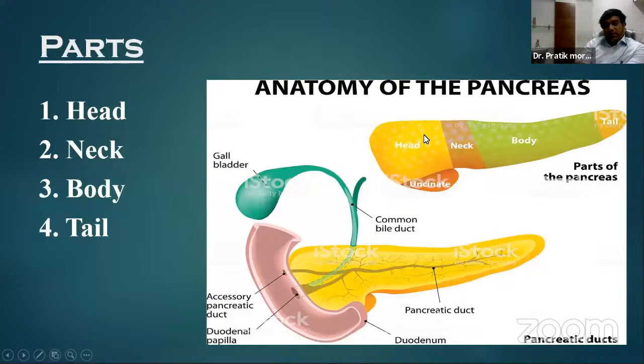Here we have demarcated the parts exactly. Head, neck, body, and the tail. In this diagram, you can see this one is the head, a small part that is the neck, then this major horizontal part is the body, and the last part is the tail.